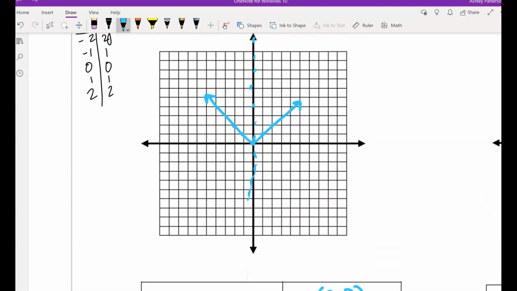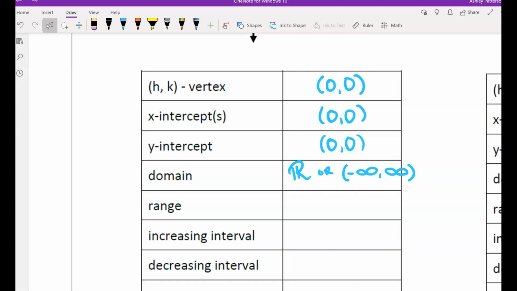Range, just like domain, should always be discussed from smallest to largest. Since this function opens up, we start at the k value of the vertex. We say that it starts at 0, inclusive, and goes to infinity. If you're more comfortable in set notation right now, we would say that y is greater than or equal to 0.